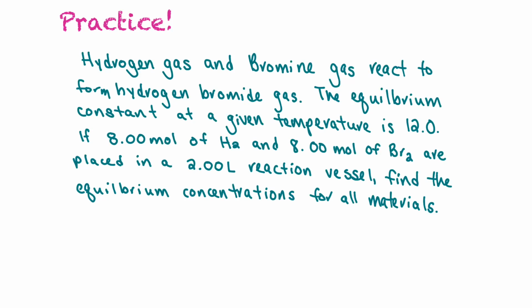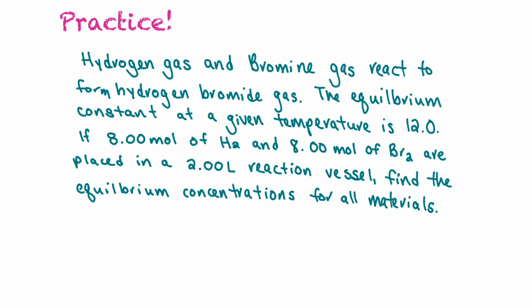So now I'm going to leave you with one to solve. Hydrogen gas and bromine gas react to form hydrogen bromide gas. The equilibrium constant at a given temperature is 12.0. If 8.00 moles of hydrogen and 8.00 moles of bromine are placed in a 2-liter reaction vessel, find the equilibrium concentrations for all the materials.